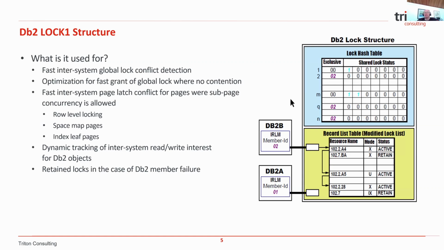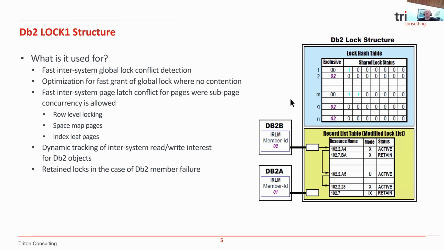So the advantage here of this fast inter-system global lock detection, it just takes one call to the coupling facility, and no message passing is involved at all. Message passing only gets involved when inter-system lock contention is detected.